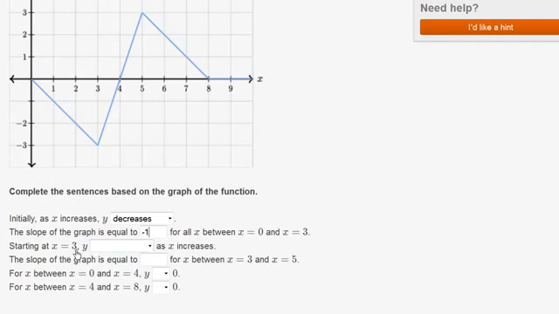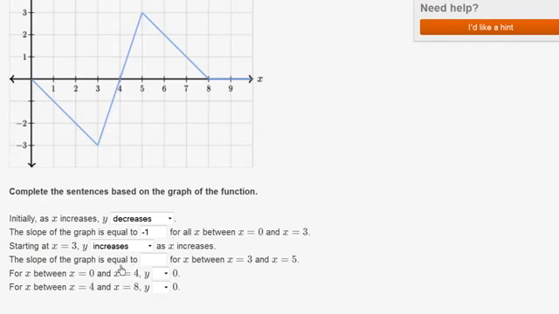Starting at x equals 3, blank, y blank as x increases. So starting at x equals 3, y increases as x increases. As x increases, y is increasing. So y increases as x increases.